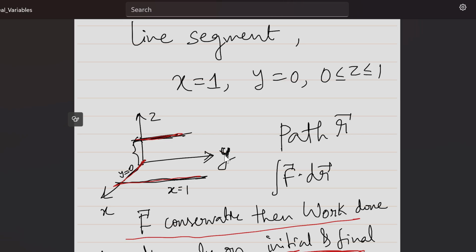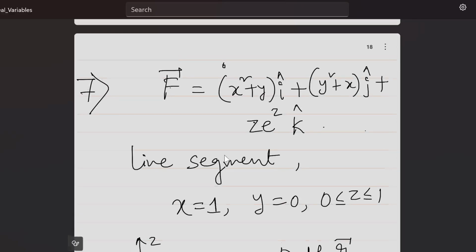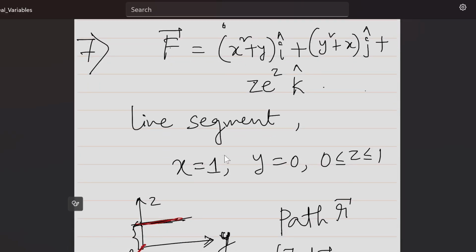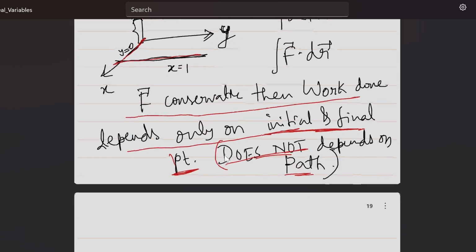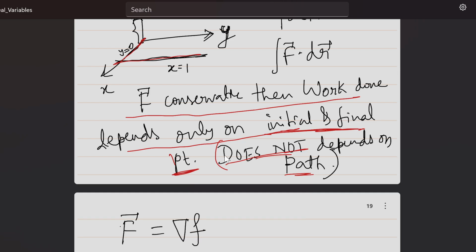So here first I will check the conservative condition, because I don't know the path clearly. As you know, conservative means F can be written as the gradient of something. F is conservative if and only if curl of F is 0. Do you know the curl vector? By the way, do you know this curl thing?